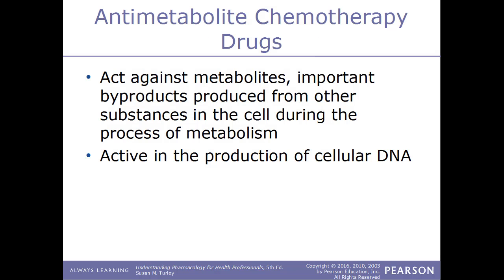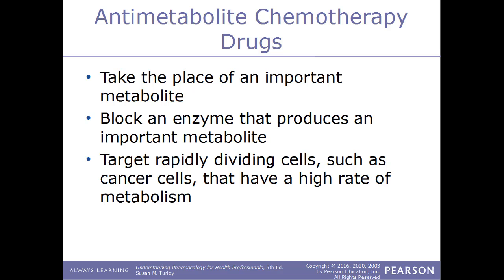Alright, the first category of chemotherapy drugs we'll talk about are the antimetabolites. And these kinds of drugs will act against metabolites, which are important byproducts that are produced from other substances in the cell during the normal process of metabolism. So metabolites are active in the production of cellular DNA. So antimetabolite drugs will block an enzyme that produces an important metabolite because they take the place of a metabolite.